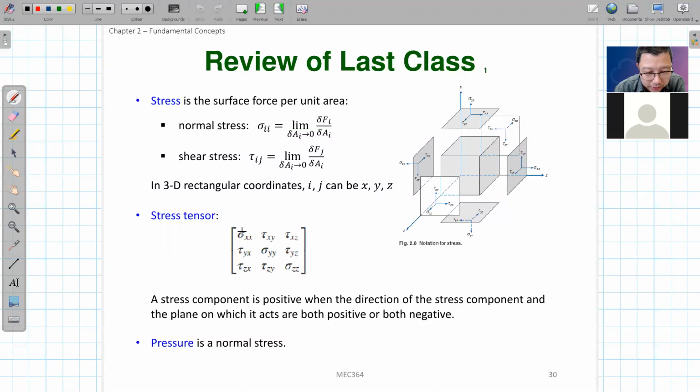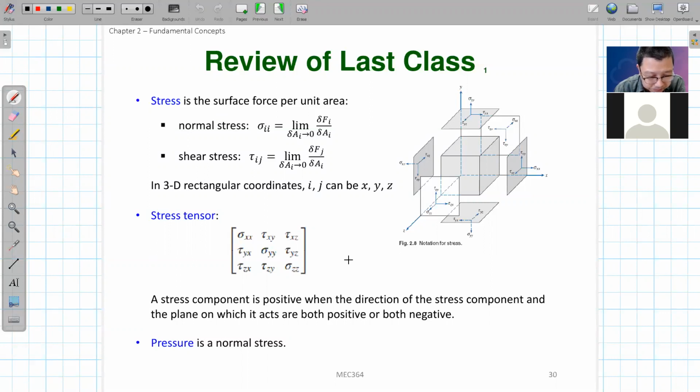In another way, we can group all these 9 elements into a stress tensor. Mathematically, this tensor of 9 elements represents all the stress information, the stress data, applied at this local point. So that's the usage of it.